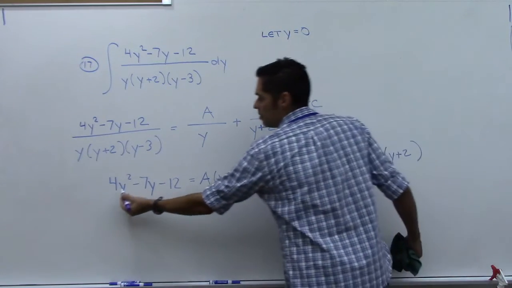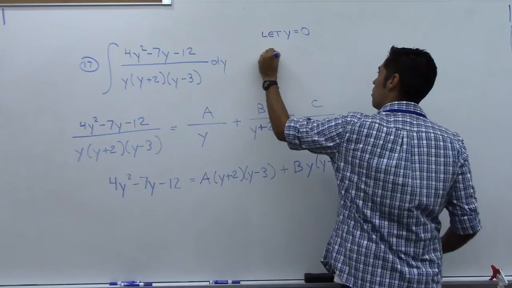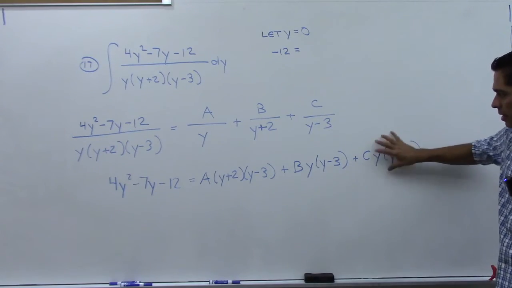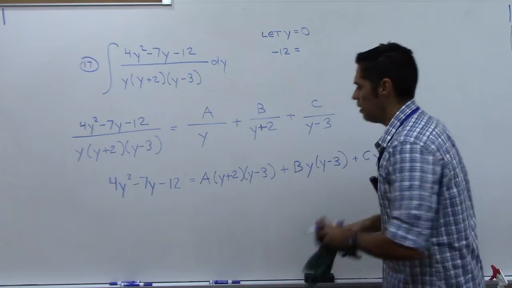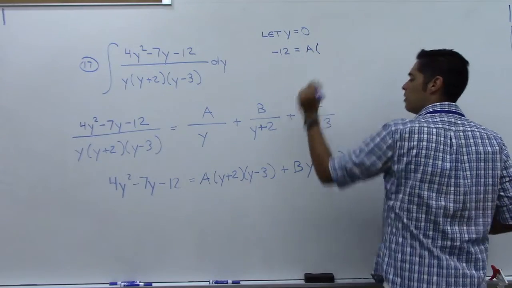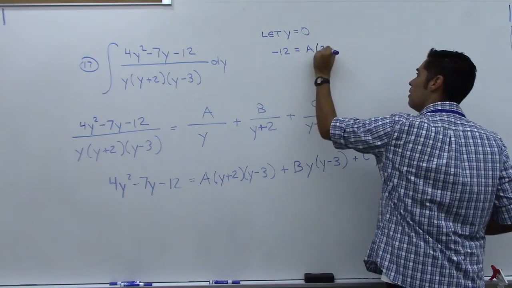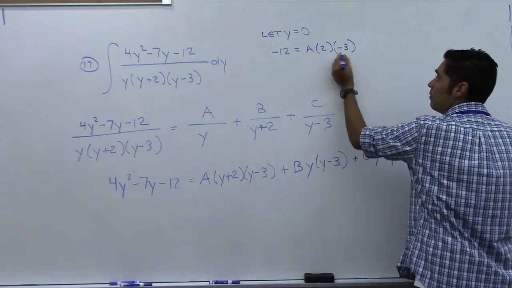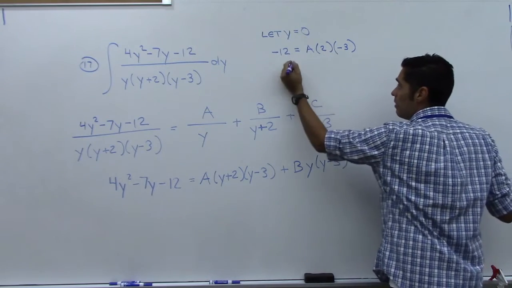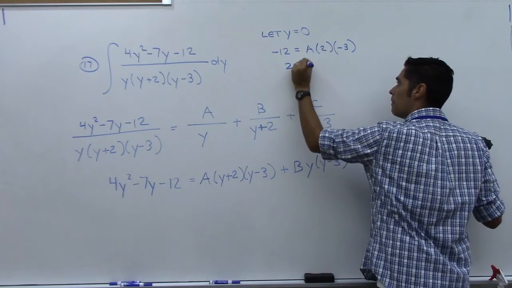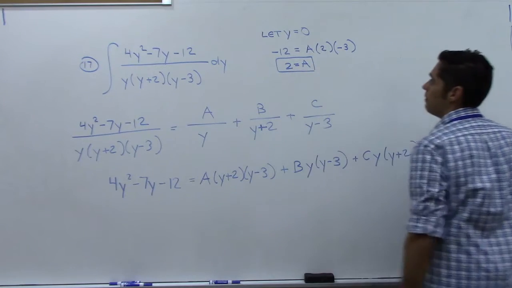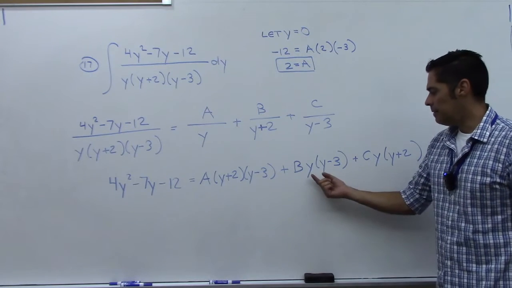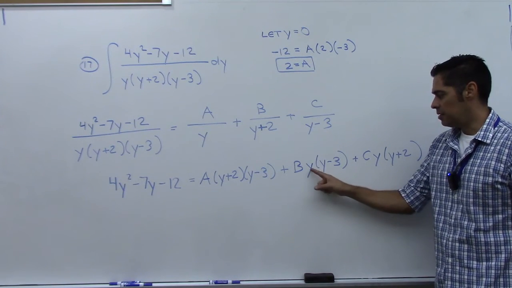Let's see what the left side turns into. Very nice, negative 12 equals. Now remember, y being 0 here kills it, y being 0 here kills it. Let's plug in y equals 0 here. So we have the A, then the first parentheses, 0 plus 2 is 2, and the second parentheses, 0 minus 3 is negative 3. If I multiply those together, I get negative 6, and I divide through, I get A is 2. Oh man, that was nice. Okay, next one. Let's try and get B. To get B, I can't let y be 0, obviously, because it'll kill off B.